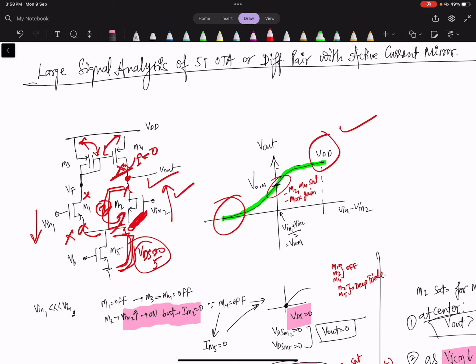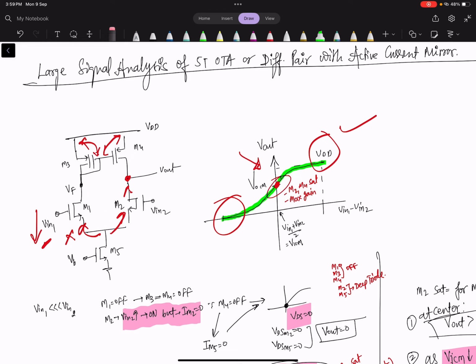Okay, and in between, at the common mode voltage, when Vin1 and Vin2 are the same, then we have some common mode voltage at the output. Okay, and the characteristics will look something like this. Now let's go and see what will happen if the input is slightly greater than the common mode.